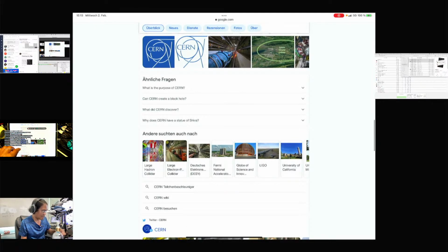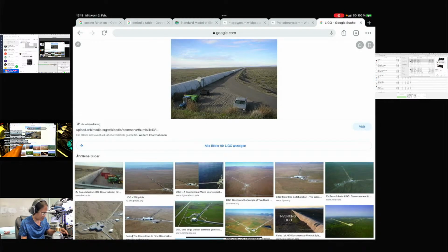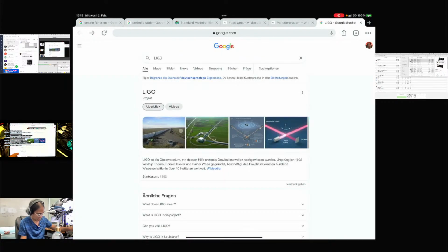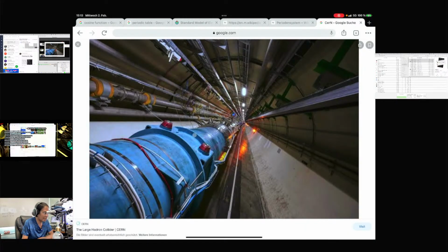For example, this one is also a place, I think in the United States, a particle accelerator. They build it on the ground. But CERN built the accelerator under the ground, so that it will not disturb anyone. This one is underground, like a train tunnel.